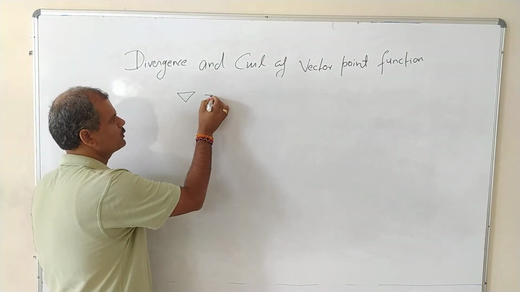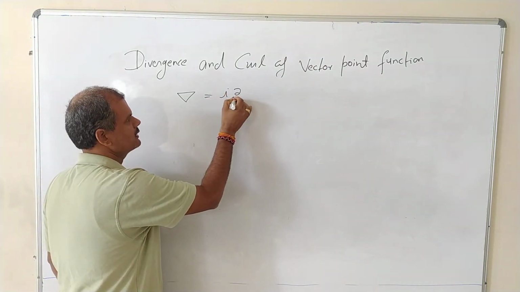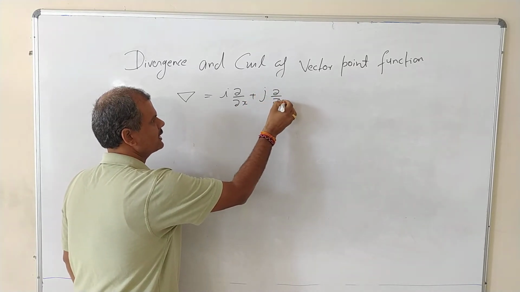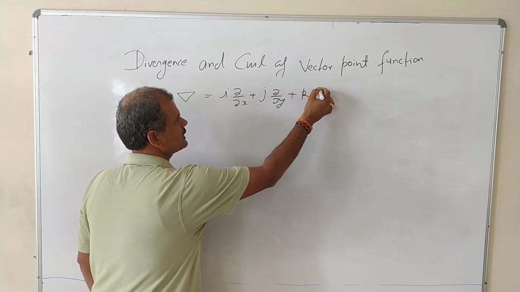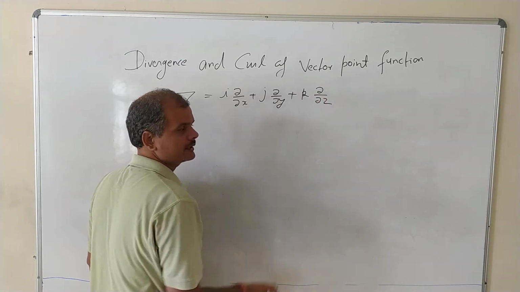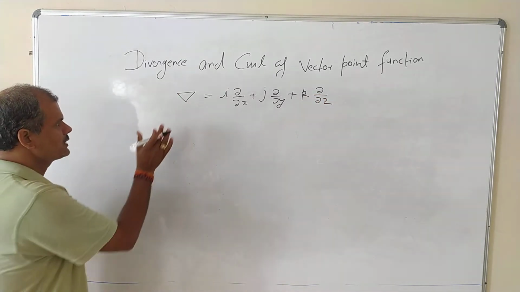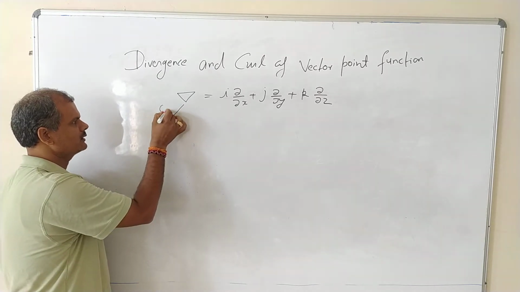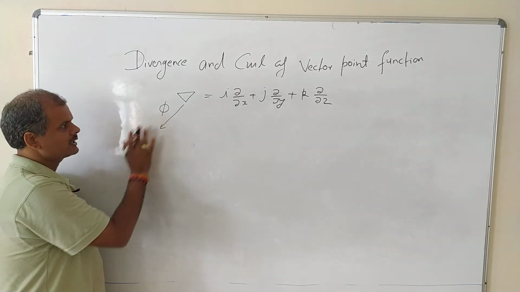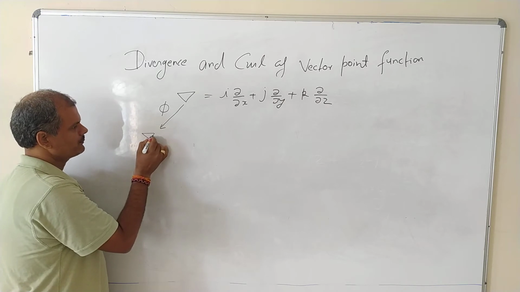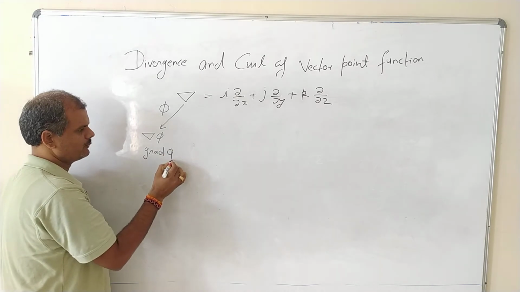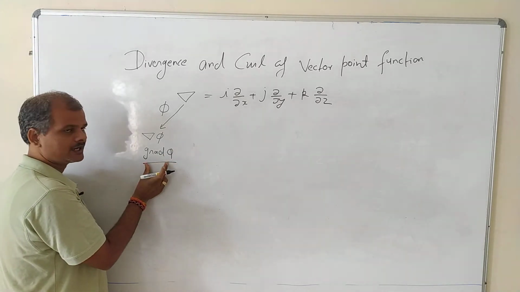So this del we know, we have i del by del x plus j del by del y plus k del by del z, right? Okay, so with this del, if you have any scalar phi, this will be your grad phi, that is your vector now.